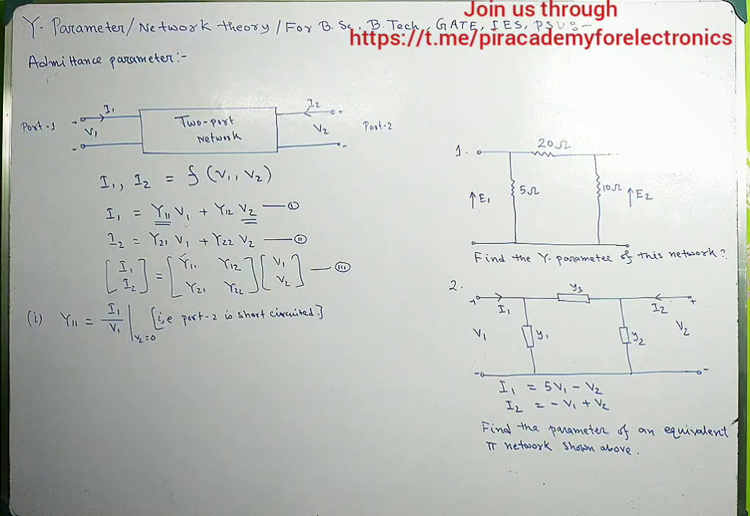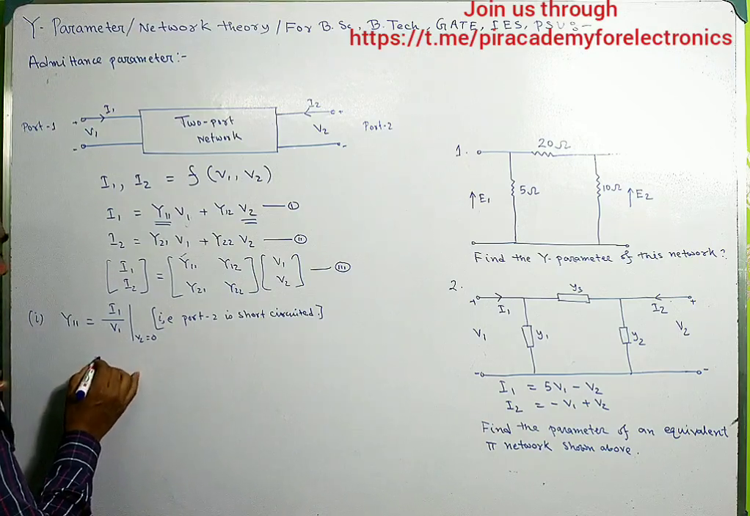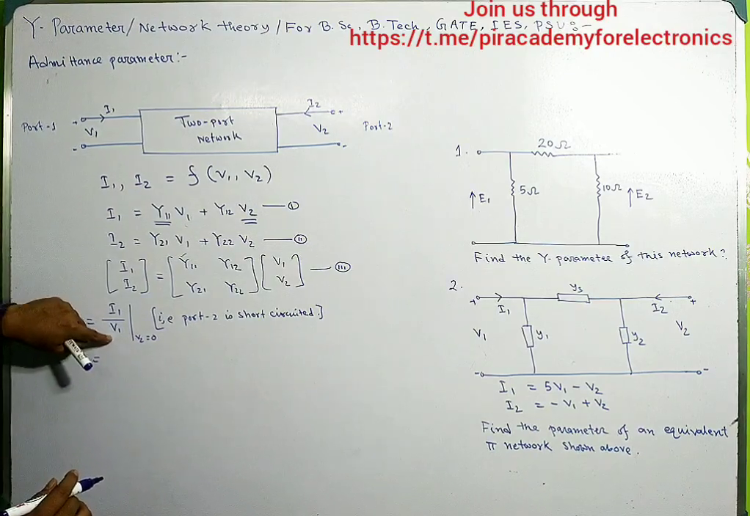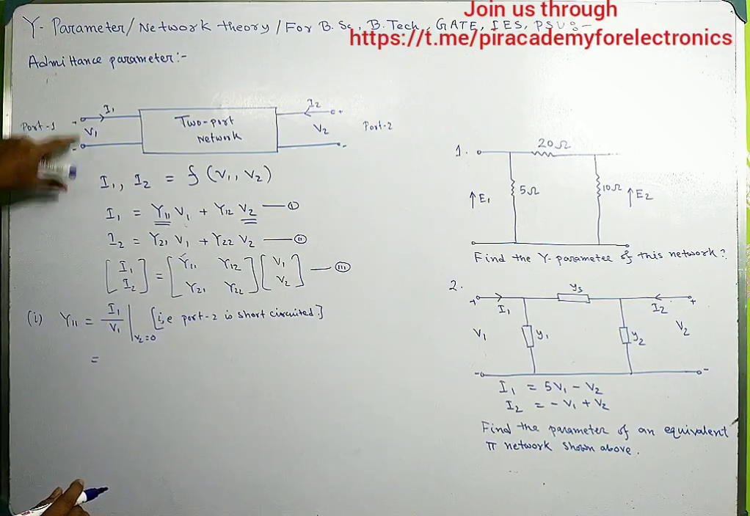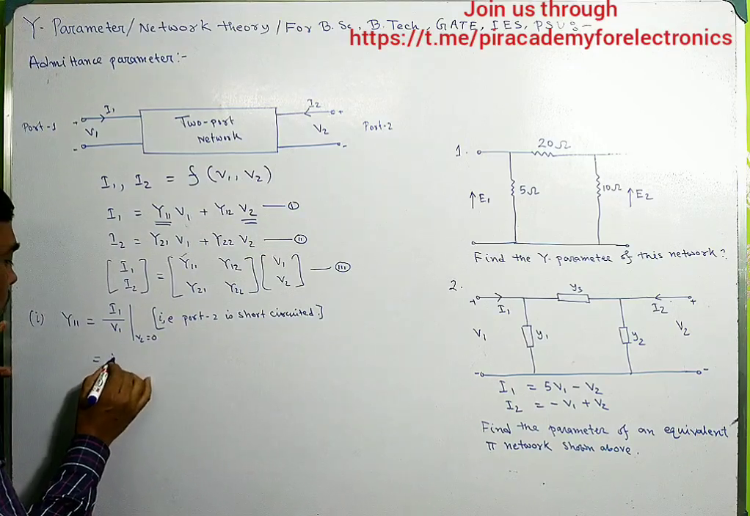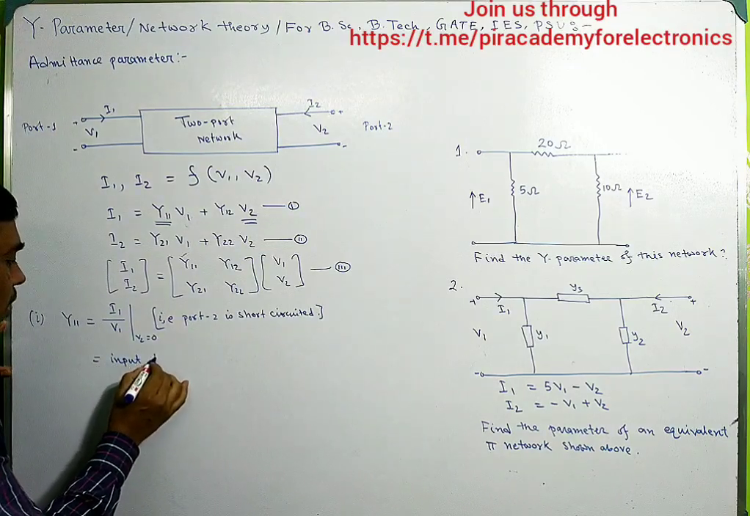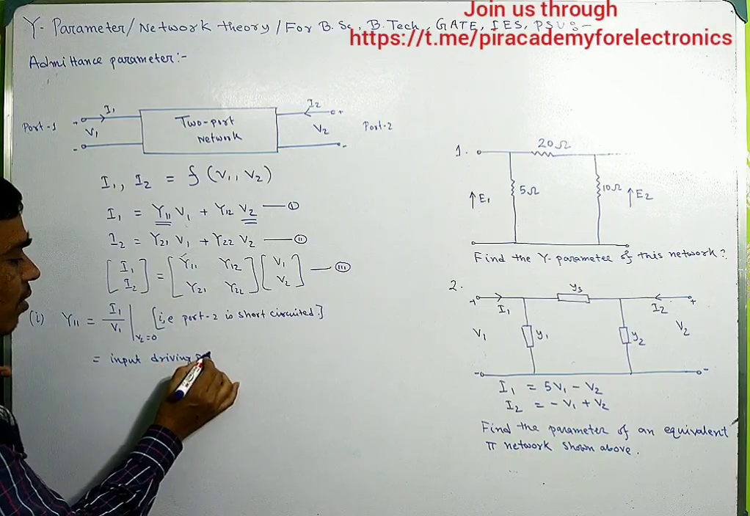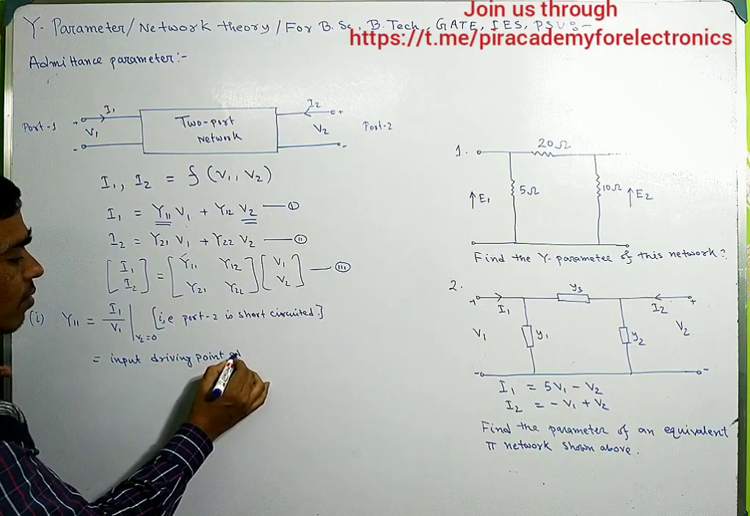This is I1 and V1. This is the input terminal, so it is called input driving point admittance.